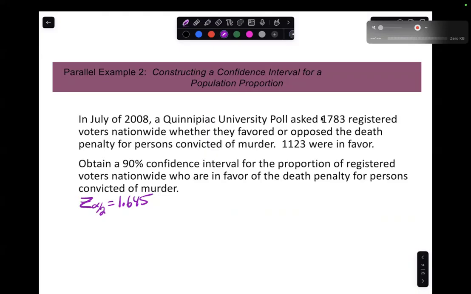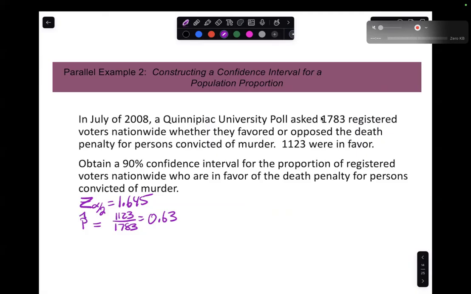Okay. Now my p hat equals 1123 divided by 1783. And I want to get that in a decimal. So this is approximately 0.6298. So I'm just going to do 0.63. All right. So I've got my p hat and I have my z-score.